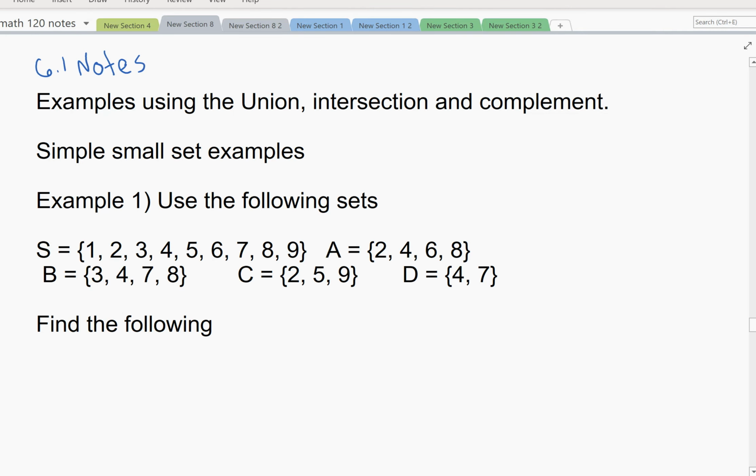Alright, so today we're going to look at simple examples, the most basic set examples of the union, intersection, and complement rule. These are going to be simple set examples. Example 1, and then example 2 will be a Venn example, which will be the next video.